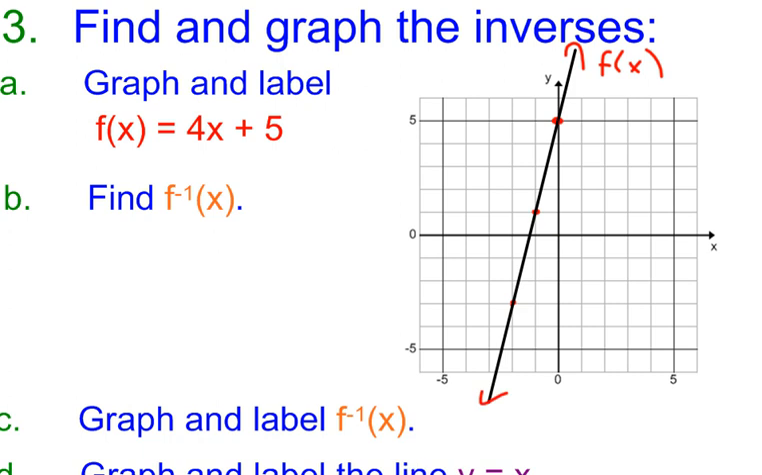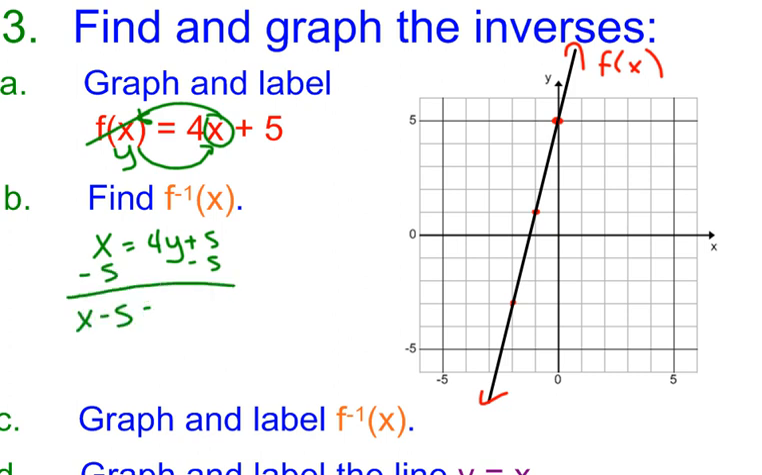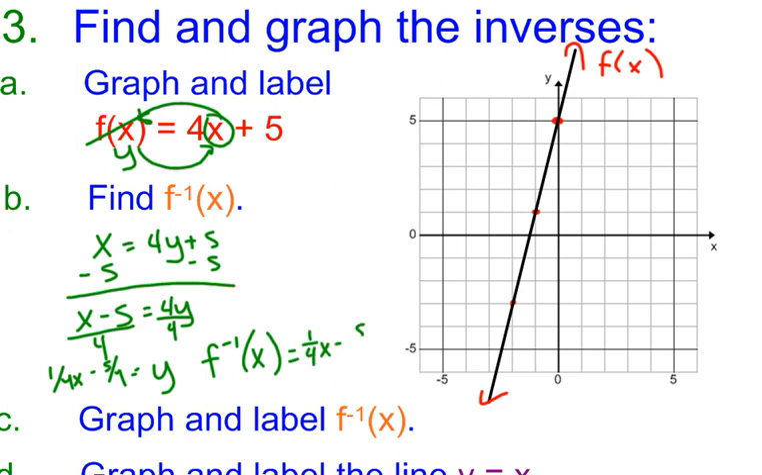And then if I find my inverse function, this is a y, right? So I'm going to flip these. And I would write x equals 4y plus 5. I'm going to go ahead and solve for y. So I have y equals 1/4 x minus 5/4. When I write this, I want to write it as the inverse function. So I'd say the inverse function equals 1/4 x minus 5/4.